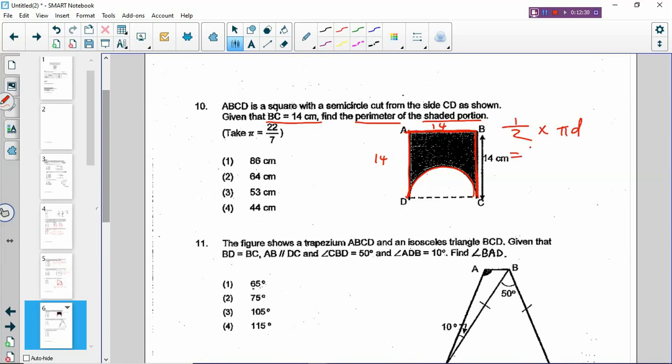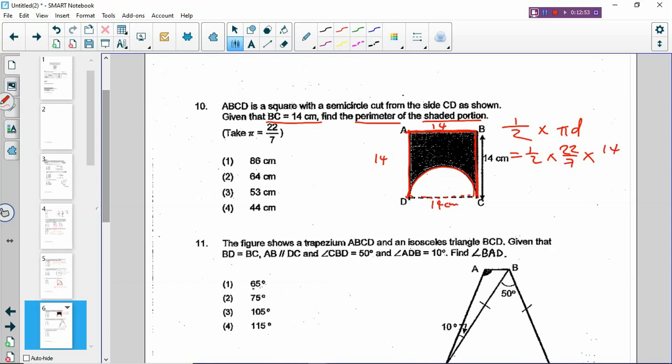And then your half times pi, which is 22 over 7. And what's your diameter? There's no diameter on the dotted line. But in your P4, alright, squares and rectangles, you learn to look at opposite side because opposite sides are equal. So what's on the opposite side, which is your 14 cm. So the diameter of the semicircle must be 14 cm.